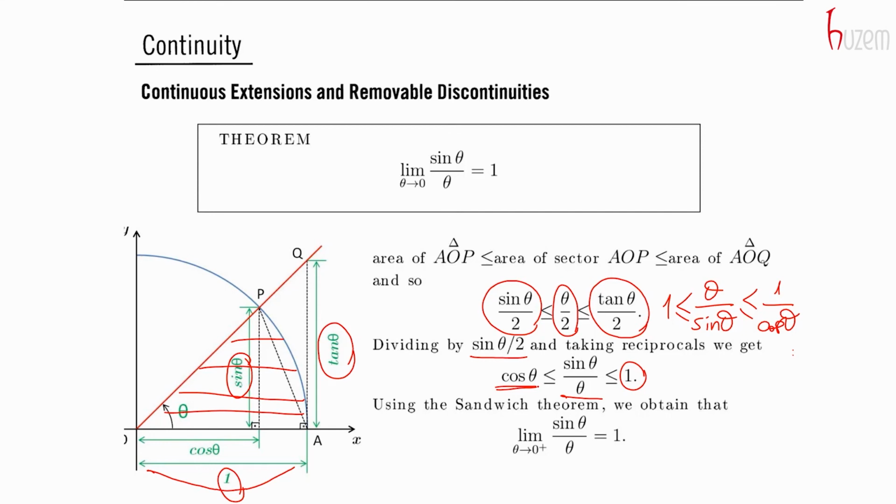And we know that the limit of cosine at 0 is cosine 0, which is 1. So we have this limit to be 1 by using the sandwich theorem. So this part goes to 1, this part is also 1. So the function between them must go to 1 as well.